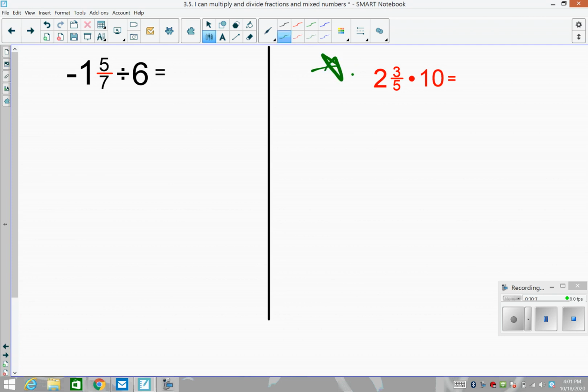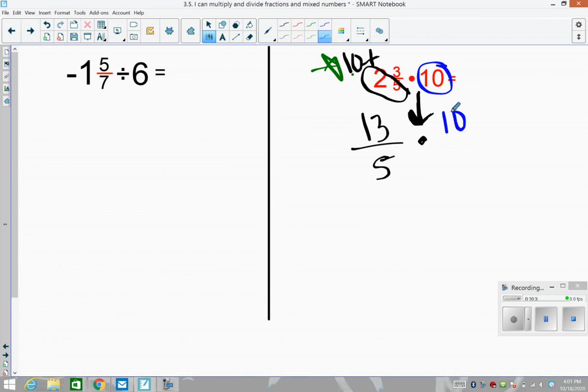So converting, multiply these, that's 10. Add the numerator, that's 13, over 5. Drag down the sign. This is just multiply, so we're not flipping anything. It's just a nice multiply problem. We need to make this a fraction, which is 10 over 1. Now, I could take a shortcut here. I really could, because that 5 and 10 are common factors, but I'm not going to.